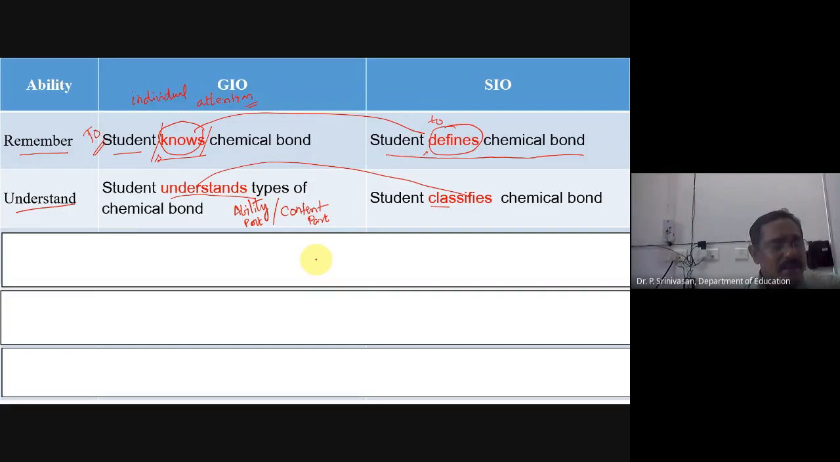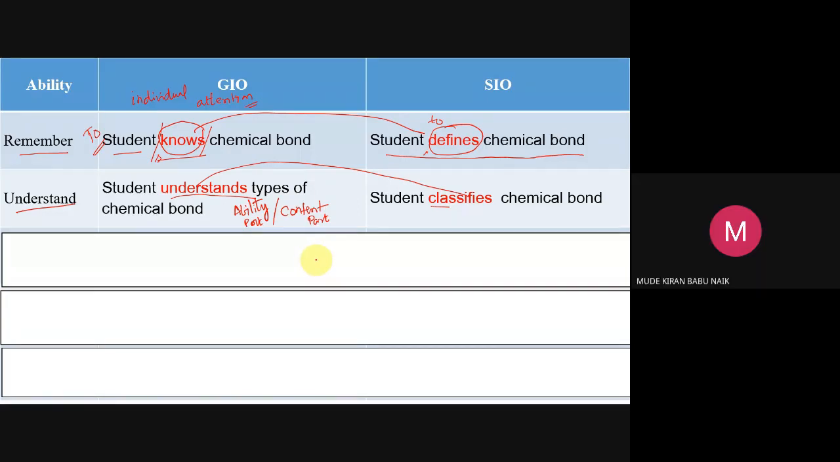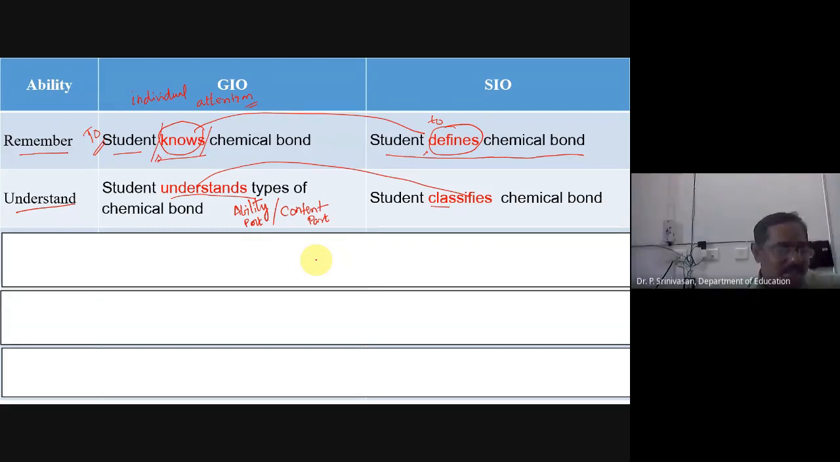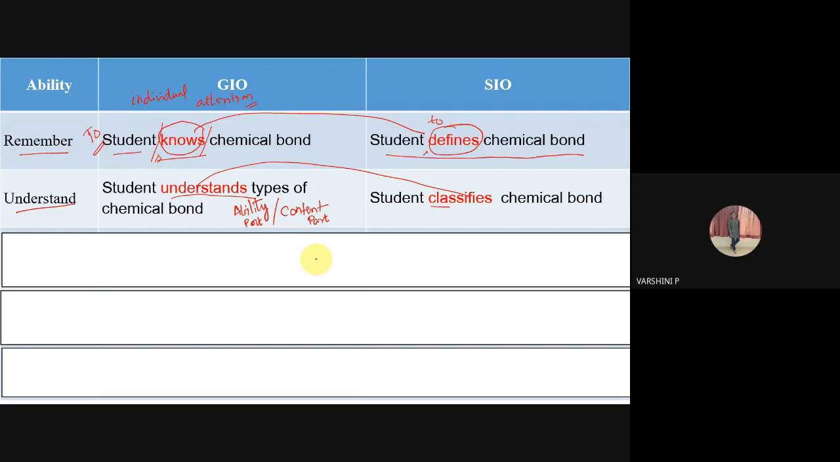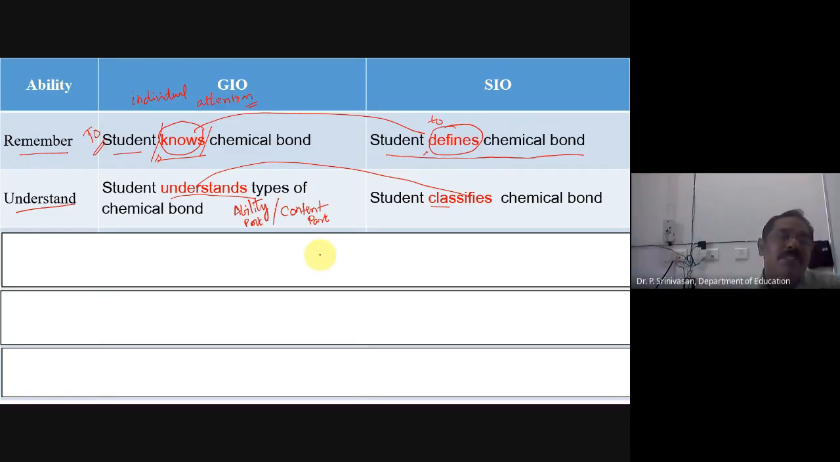This will be easy, no? What is the ability part? Understanding. Yes, the ability part is from Benjamin Bloom's. What is the content part? Chemical bonds. The content part is that which you are teaching. So the content part is what we are teaching, and the ability part comes from Benjamin Bloom's taxonomy. So every SAO and every GAO should always contain two parts.